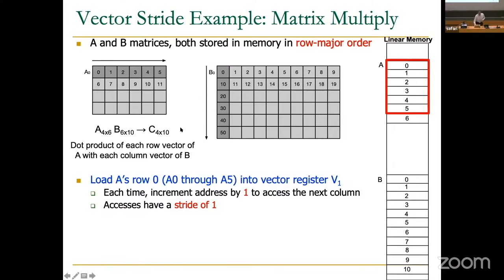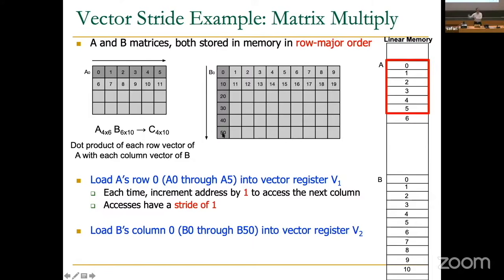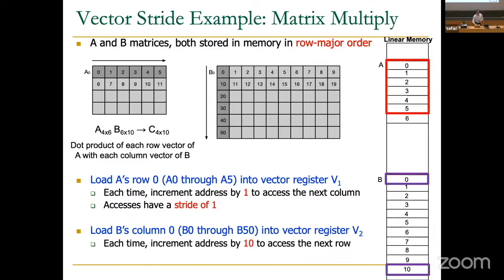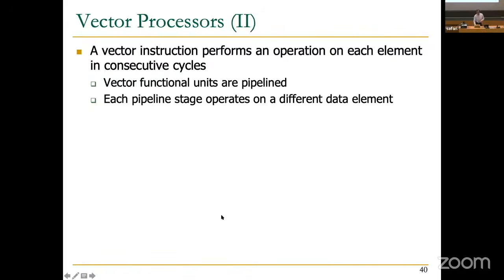Now, if you're loading B's column 0, that's not the case, as you will see. If we want to load B0, offset 0, B10, B20, B30, B40, B50 into the second vector so that we can do a vector dot product, clearly they're far apart from each other. So each time you need to increment the address by 10 to access the next row, and accesses have a stride of 10 in this case. So you need to have different stride supports.